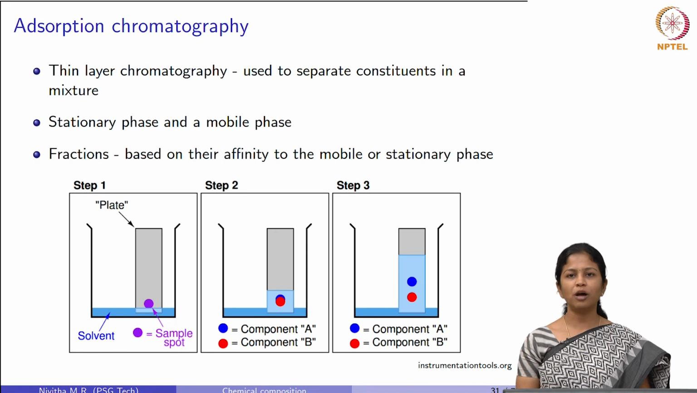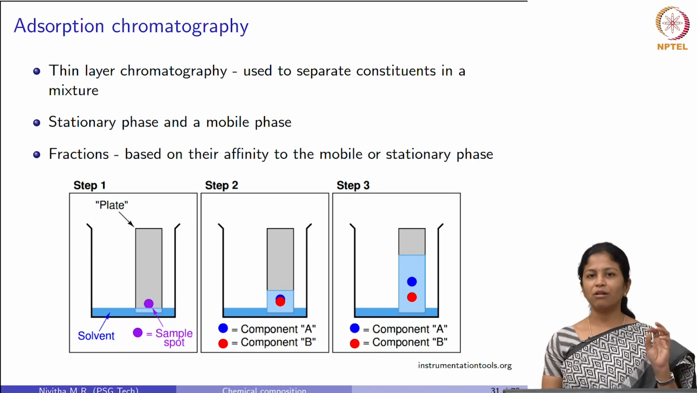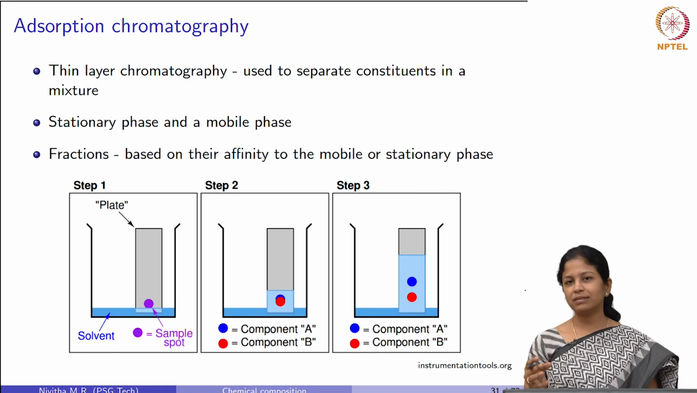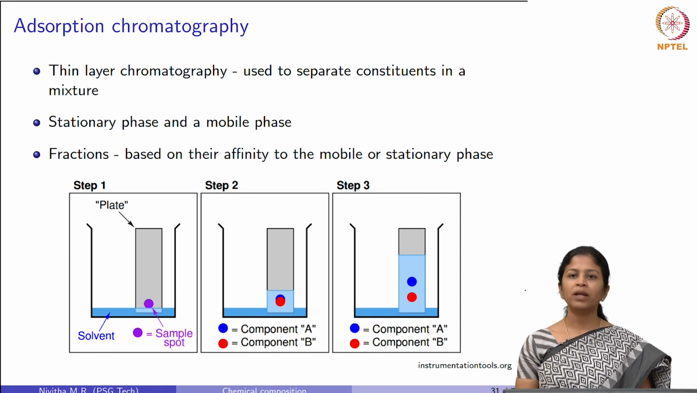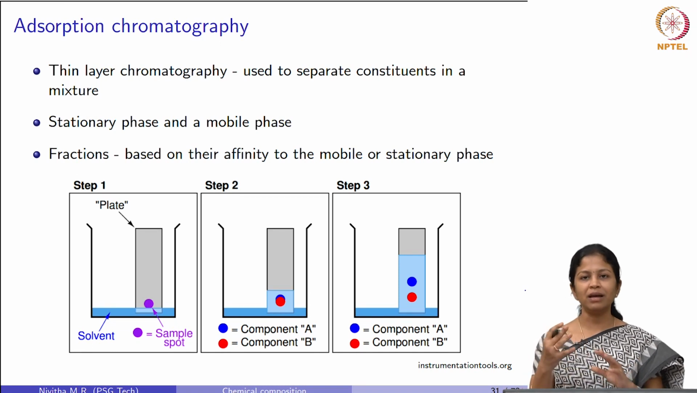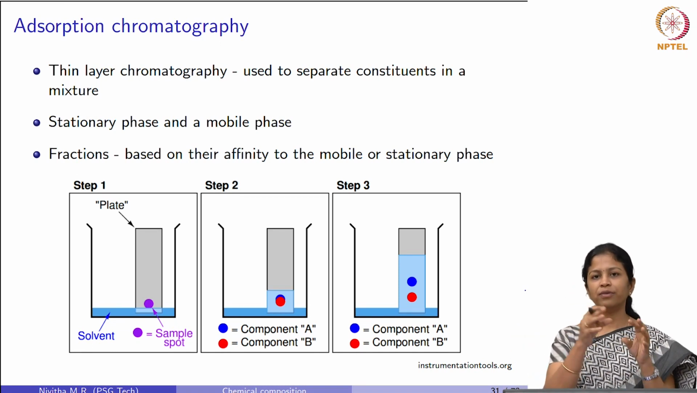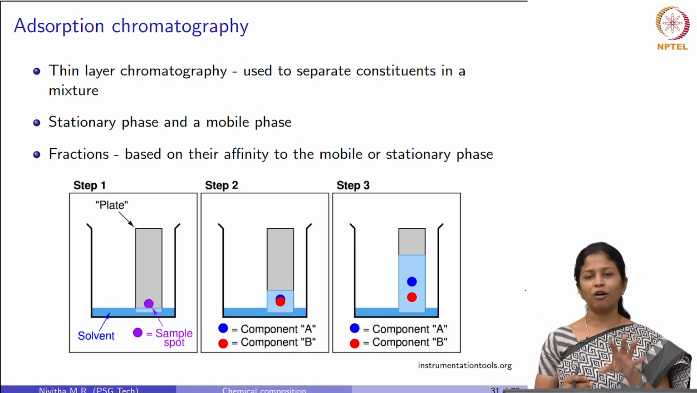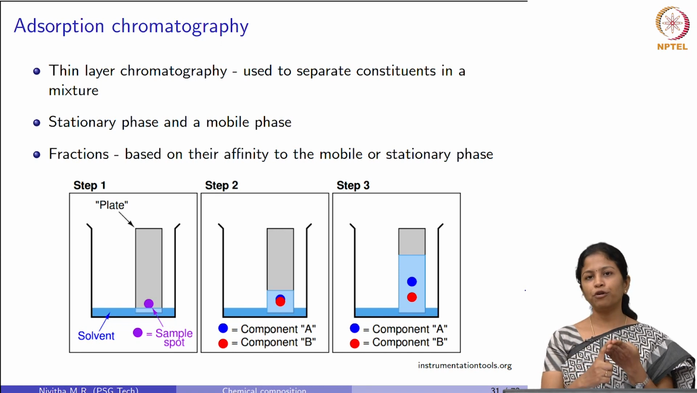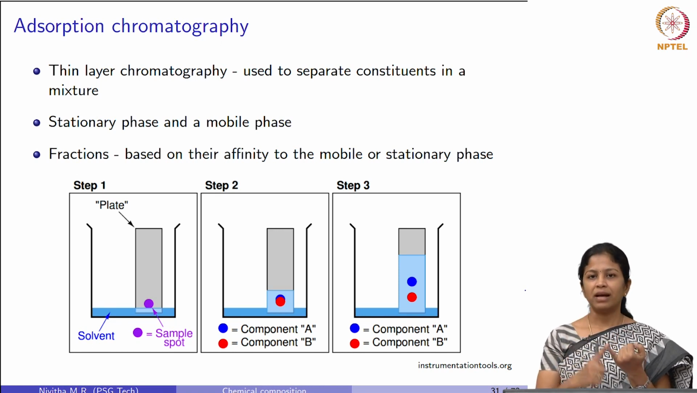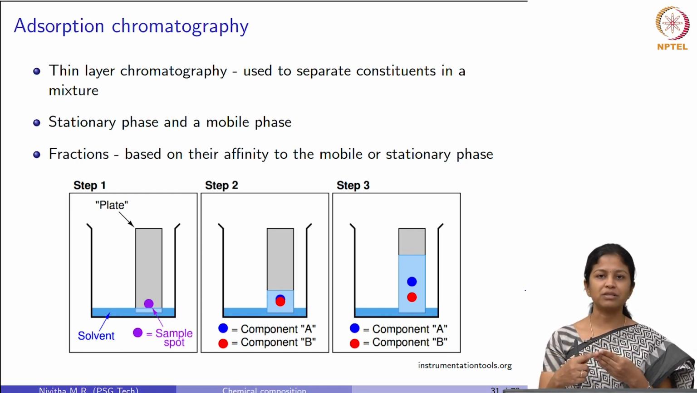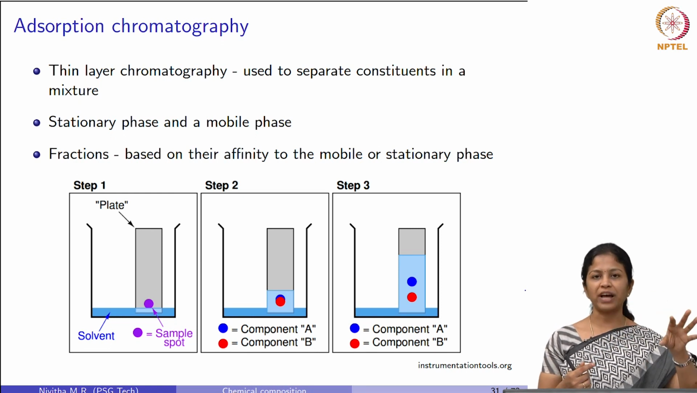So, this is how adsorption chromatography works. It is also called thin layer chromatography. So, what is thin layer chromatography? It is used to separate constituents in a mixture. We have a mixture of 4 different materials. Let us just stick to the Corbett procedure now. We have 4 fractions here. What are they? Asphaltenes, naphthene aromatics, polar aromatics and saturates. Now, we need to separate these 4 fractions.